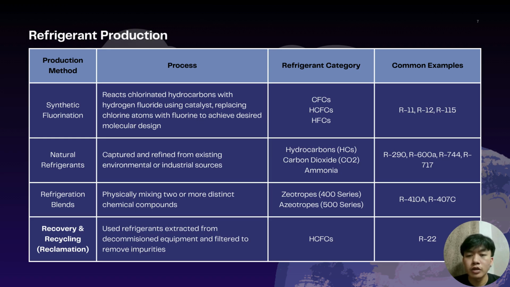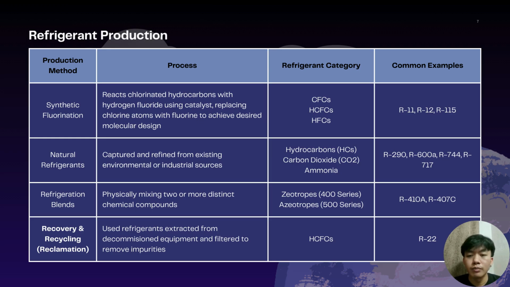The next production method is natural refrigerants. The process is that they are captured and refined from existing environmental or industrial sources. The refrigerant categories are hydrocarbons, HCs, carbon dioxide, CO2, and ammonia, NH3. The common examples are R290, R600A, R744, and R717. The next production method is refrigerant blends.